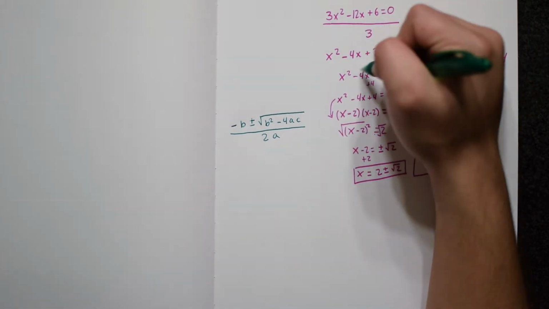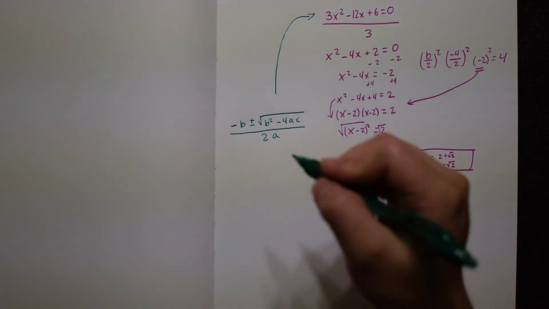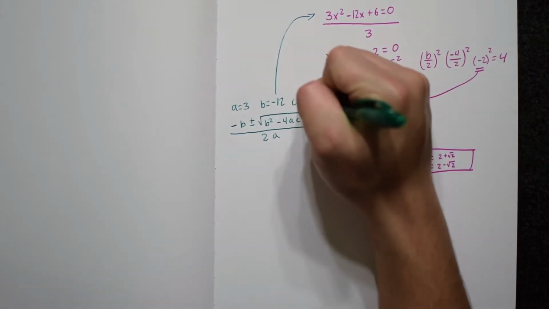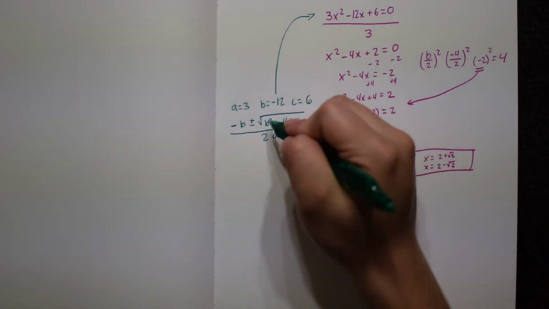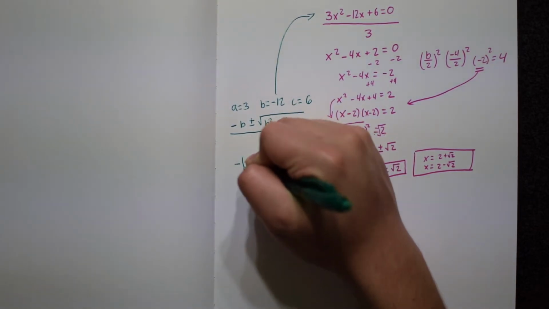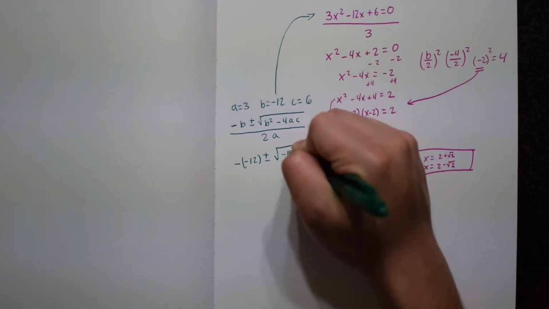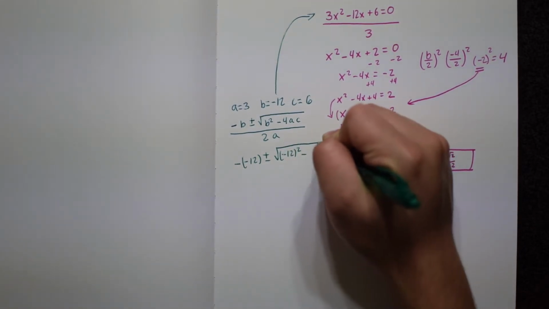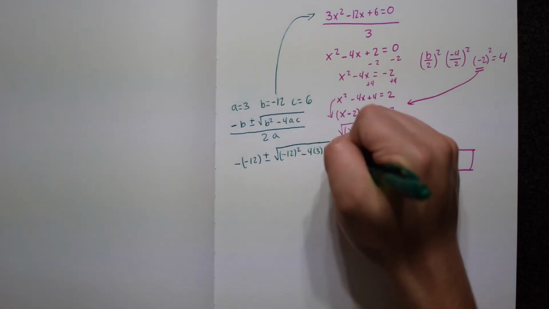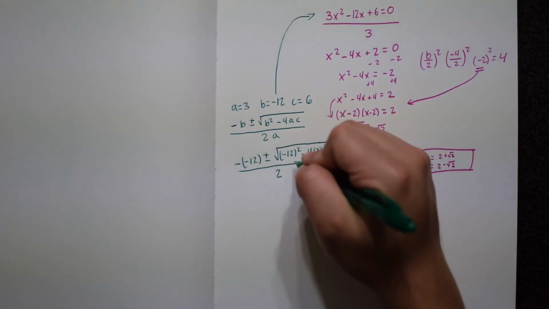Now we're actually going to not simplify. We're going to use our original equation just to see how this works out. We have our a is equal to 3, our b is equal to negative 12, and our c is equal to 6. I'm going to go ahead and plug in my values for my variables, and I get negative 12 plus or minus the square root of negative 12 squared minus 4 times 3 times 6, all divided by 2 times 3.